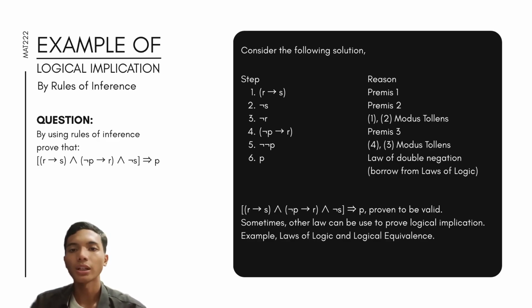Step 4. Now we look at our third premise, which is if not P then R. Step 5. Since we just proved that R is false in step 3, we apply modus tollens again to step 4. This tells us that the initial condition not P must be false, leaving us with not P. Last step. Finally, we use the law of double negation to simplify not P to our final conclusion P. This proves that the entire logical string is valid.